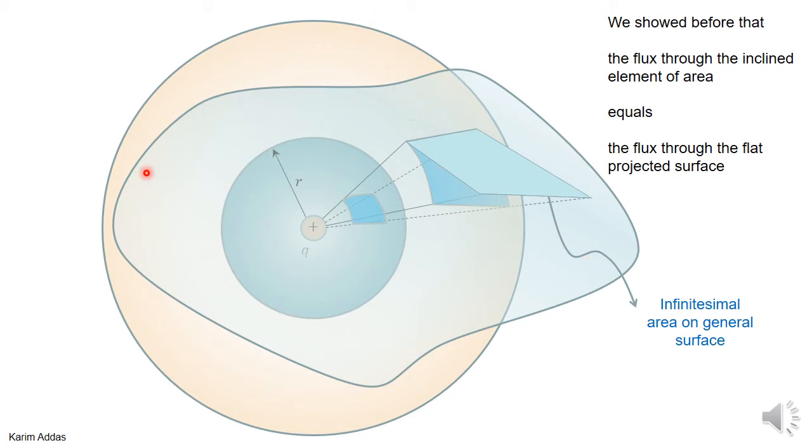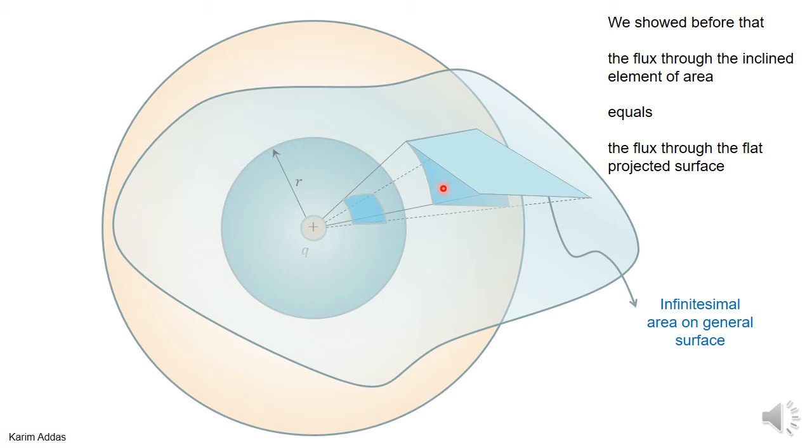What if it's a surface of any arbitrary shape? You have to imagine that this blue surface here, the big one, is an irregular surface of any shape. It's a three-dimensional surface, and the charge is inside it. It's not at the center because it doesn't have a regular shape. And this element of area here, the inclined one, is an element of area on that arbitrary shaped surface.